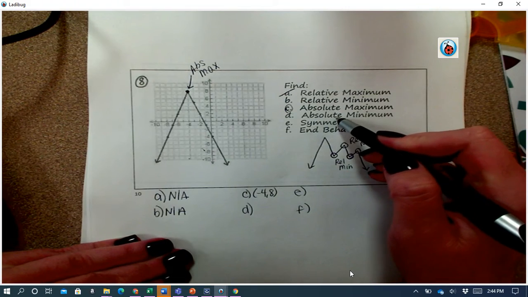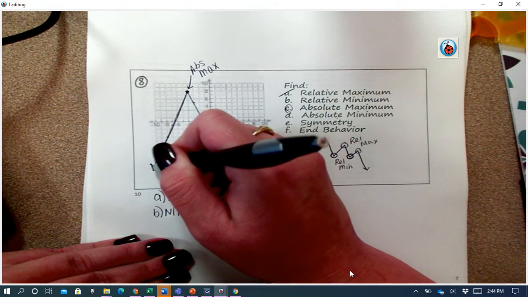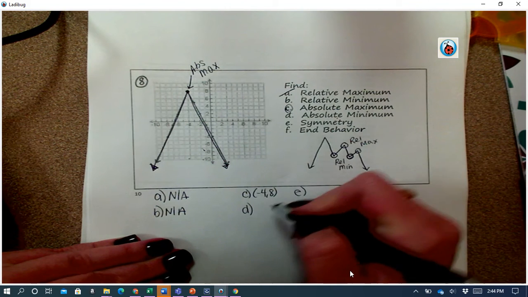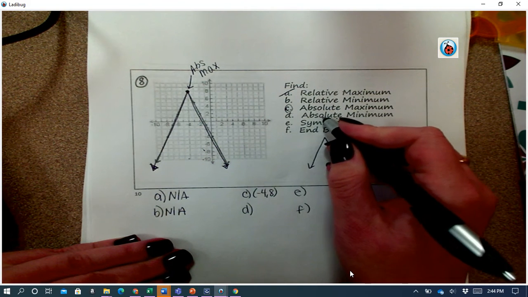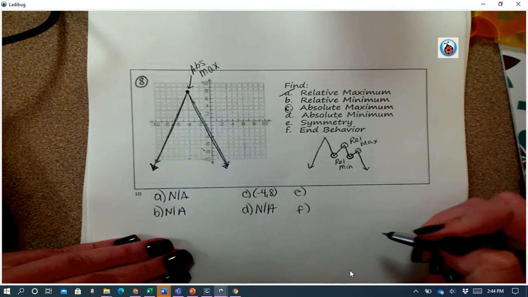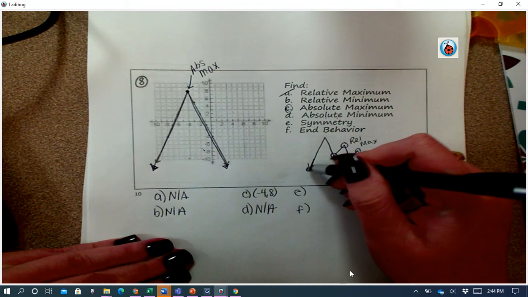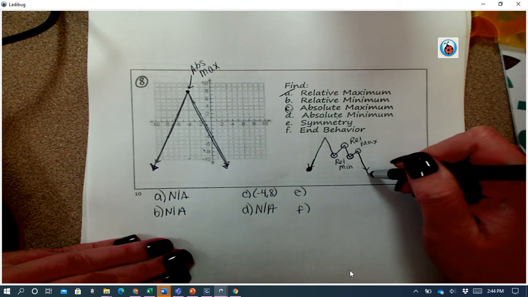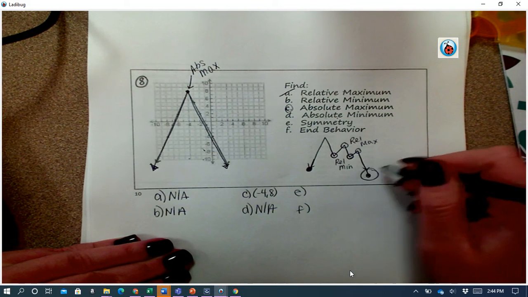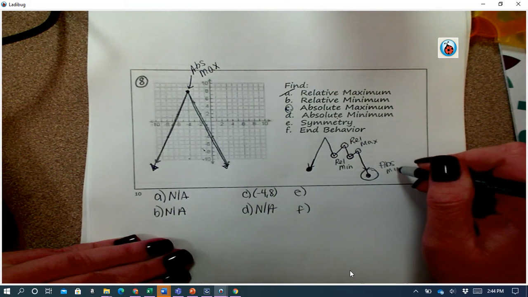Part D, absolute minimum. On the left-hand side, following this down, it goes on forever, and so does the right-hand side. So that means there's no stopping point or no absolute stopping point. So this is also not applicable. So if it looked like this, let's say, and instead of arrows, it had dots, whatever the lowest point would be your absolute minimum.